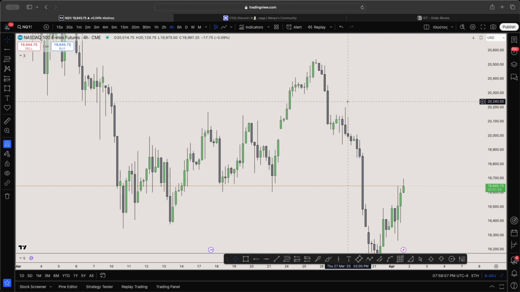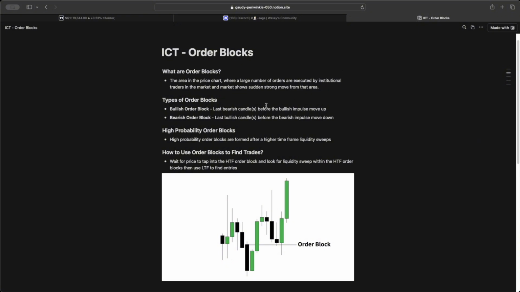Now people really tend to confuse this concept, and I used to be one of those people, where you would look at the chart and see a bunch of different candles right before the next change in price or change in direction. So let me go ahead and talk about the high probability order blocks.